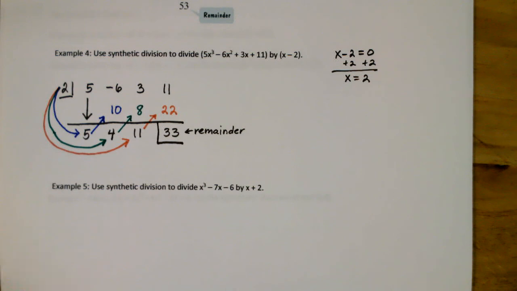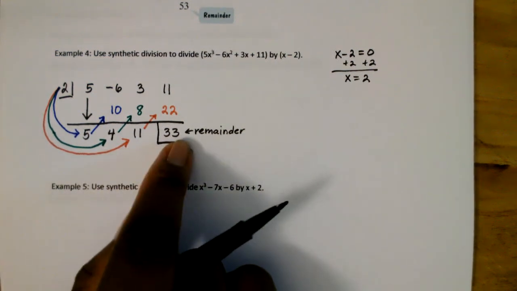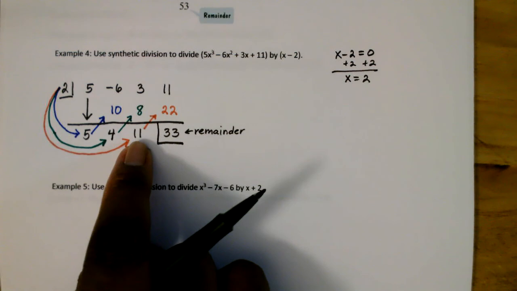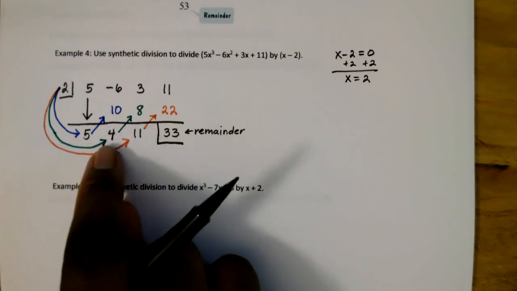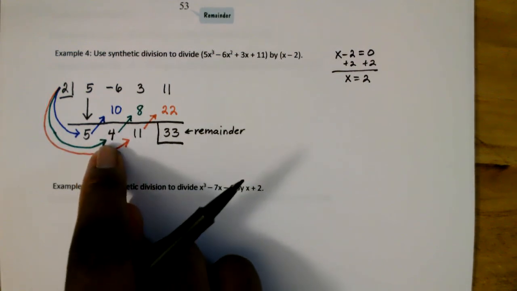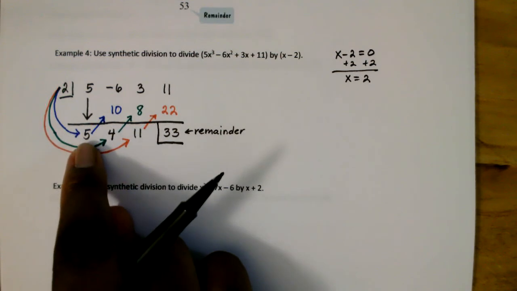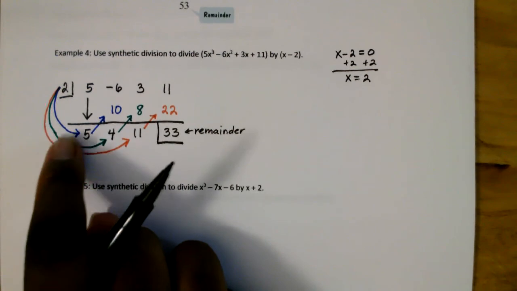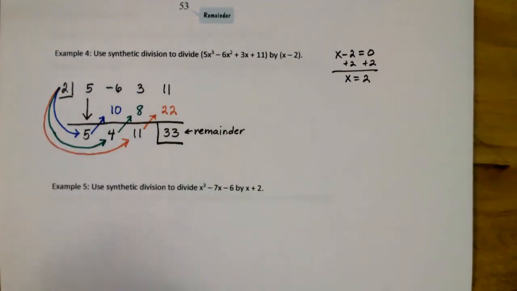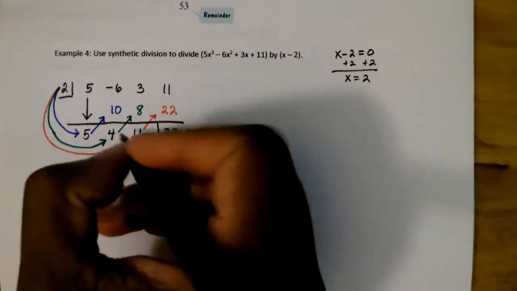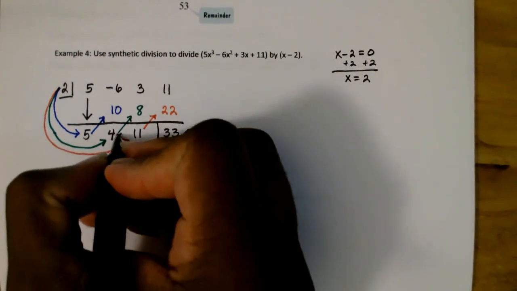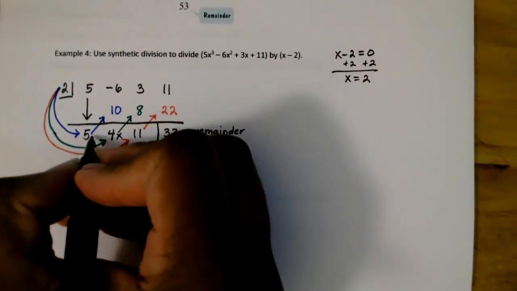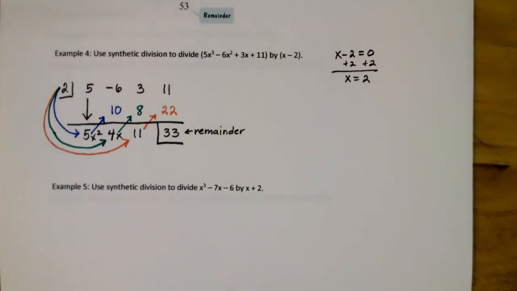I'm going to show you how to write that quotient. Since that 33 is your remainder, this 11 will be the constant term. The number in front of that will be the coefficient of x. The number in front of that would be the coefficient of x squared, and so on. If there was another number in front of that, it would be the coefficient of x cubed. But here the 11 is the constant term. That 4 is the coefficient of x. This 5 is the coefficient of x squared.